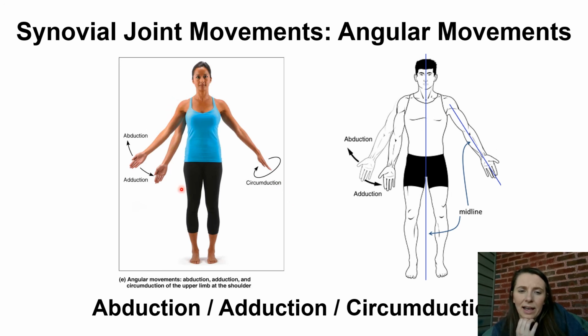But whenever we're talking about, say, shoulder abduction, we're going to start with our hands at our sides, and we're going to move our arm away from the body. That would be abduction, moving the arm away from the body. And then bringing the arm back towards the body would be adduction. And then circumduction, specifically of the shoulder joint, would be when you're in this abducted stance, and you're just moving your arm in circles.